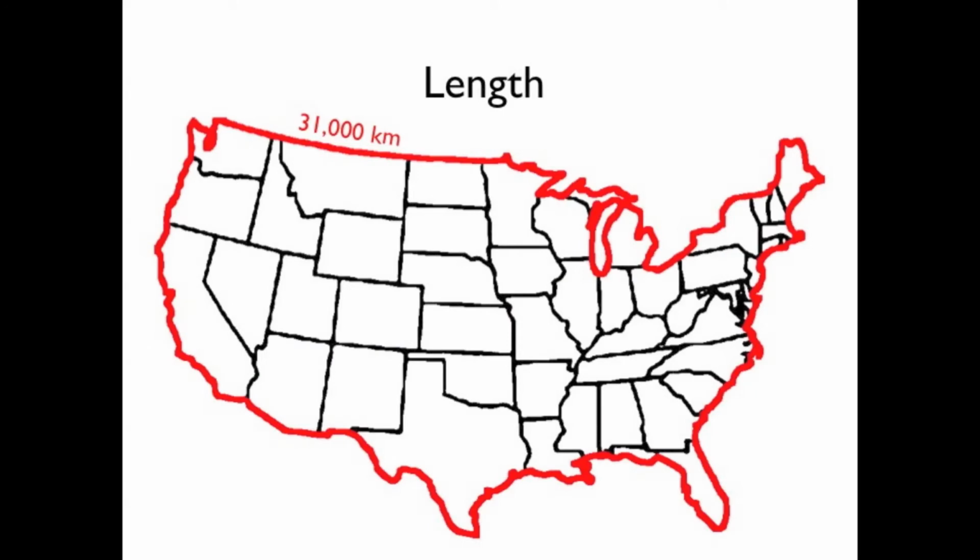The perimeter of the continental United States is about 31,000 kilometers, depending on how coarsely or finely the squiggles on the coastline are recorded. There are a variety of units that would be acceptable to report this distance, but they all have the common characteristic of being a length.